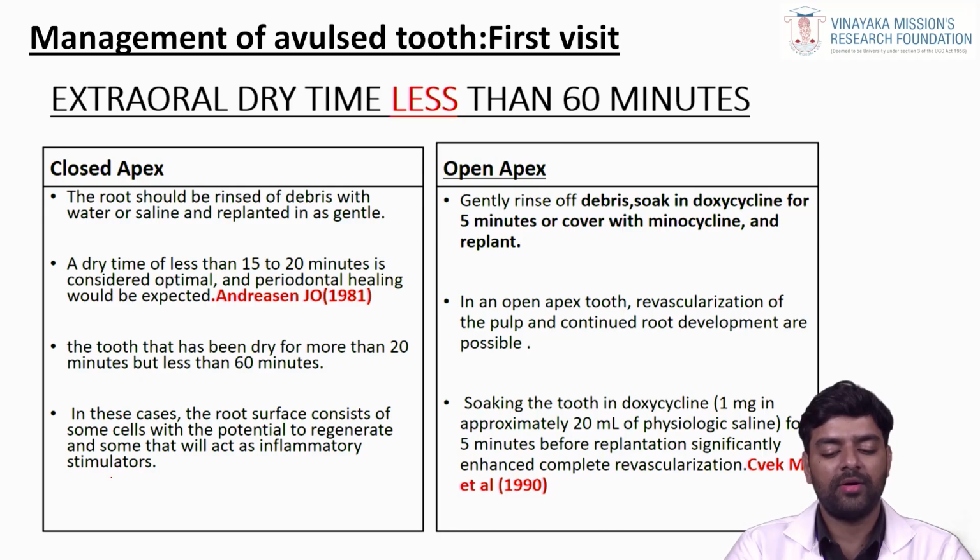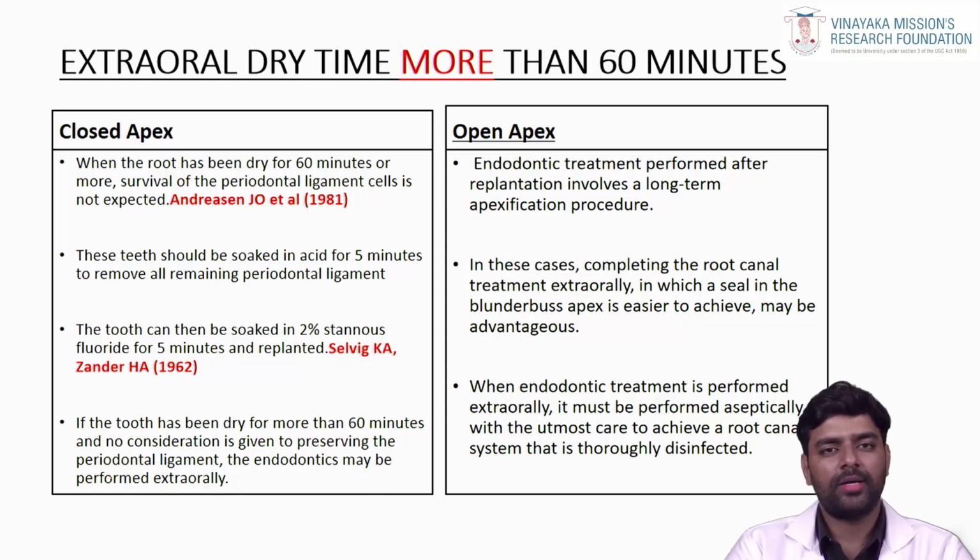Soaking the tooth in doxycycline, 1 mg in approximately 20 ml of physiological saline, for 5 minutes before replantation significantly enhanced complete revascularization. Then extraoral dry time more than 60 minutes in an avulsed tooth with closed apex. When the root has been dry for 60 minutes or more, the survival of periodontal ligament cells is not expected. These teeth should be soaked in acid for 5 minutes to remove all remaining periodontal ligament cells.